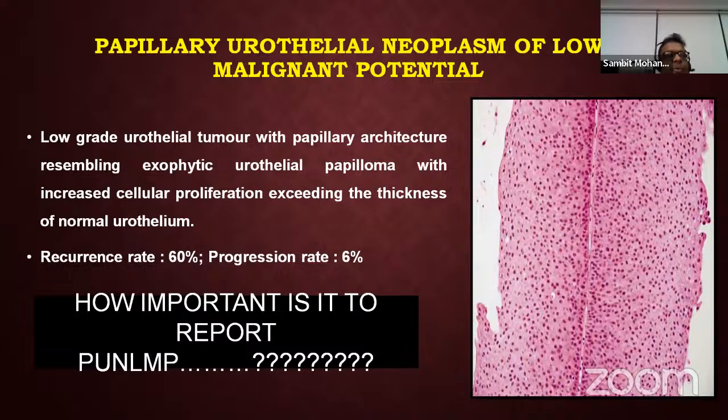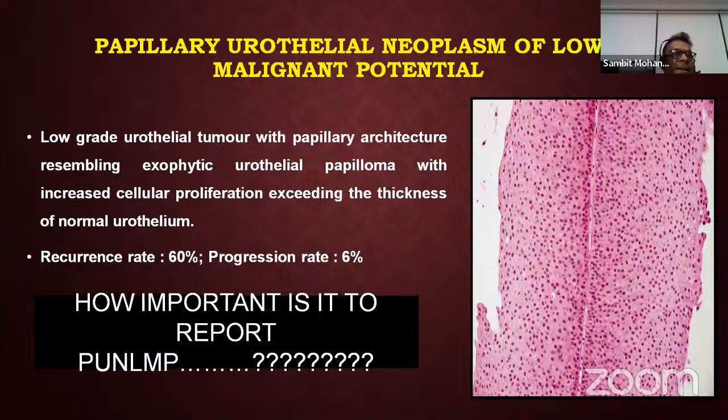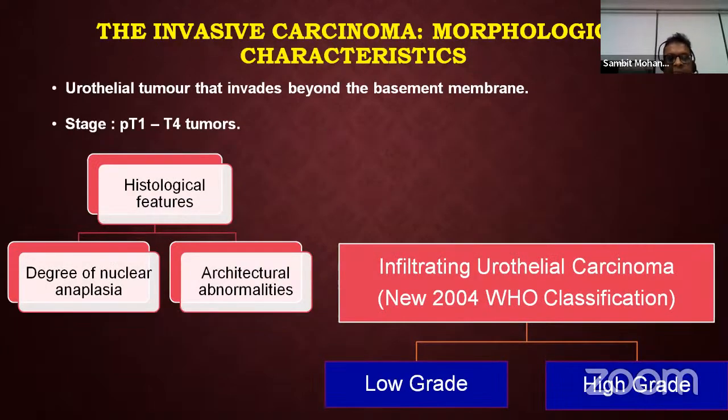Yeah, now the entire world is moving in that way. Avoid the word PUNLMP, because the main reason is the patient should come for a follow-up, and not be lost to follow-up. And secondly, if there is a low-grade cancer, it will recur more and more. Then it is difficult to know what is minimal and what is mild atypia.